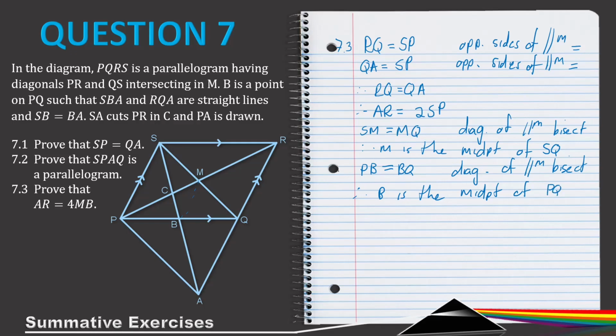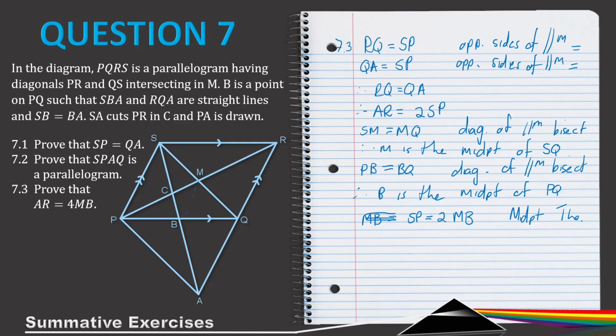Okay, so now we can basically use the midpoint theorem and say that MB is half, or actually let's write it the other way around. Let's rather write that SP is 2 times MB. And our reason is just simply the midpoint theorem, which states that this would now be half of that.